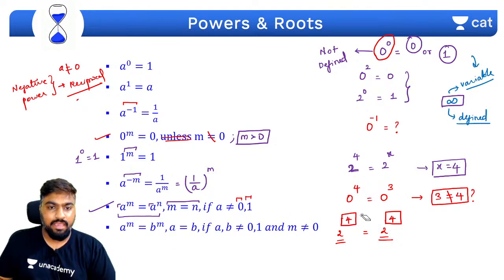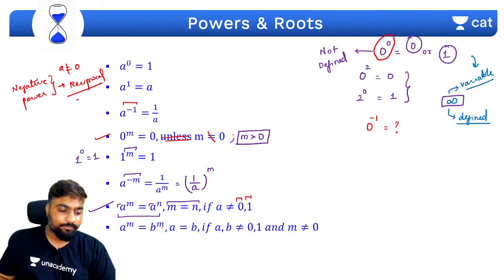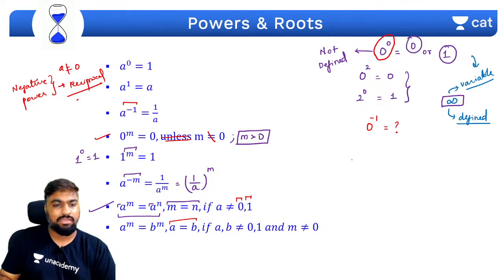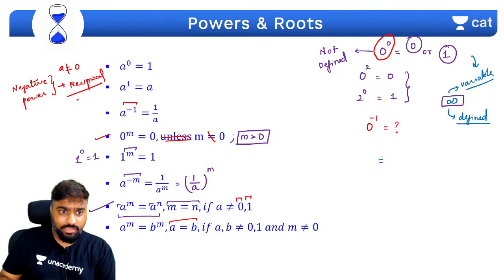In the same way, what would happen if the exponents are equal? For example, if we get a to the power m is equal to b to the power m. Both the values are equal, the exponents are the same, but the bases are different. Then what do you get? You get the bases to be equal. Again, a very difficult part to understand, because 0 and 1 matter. Sorry, the bases need not be equal.